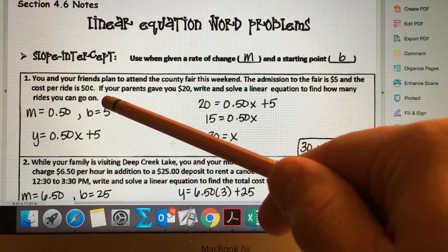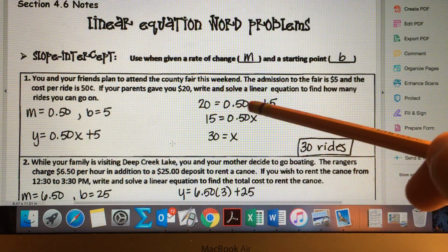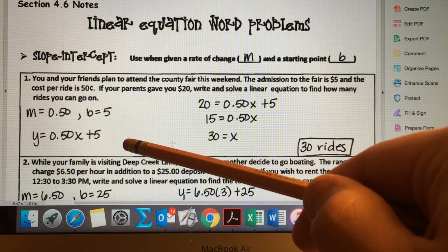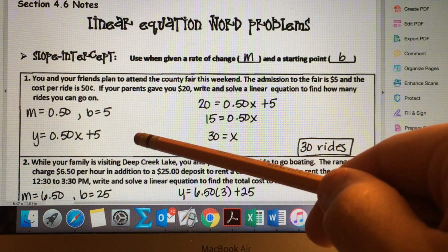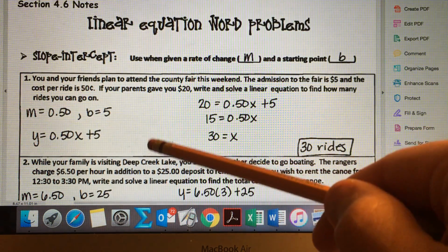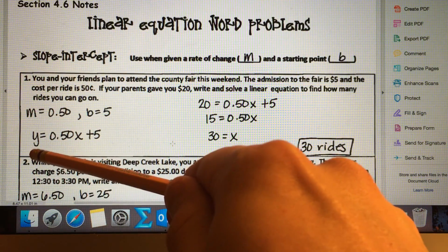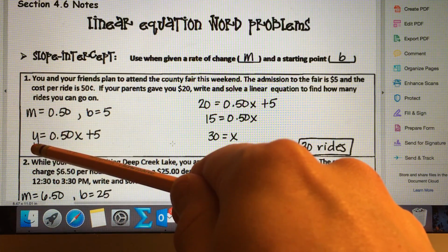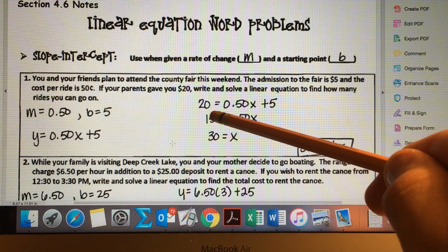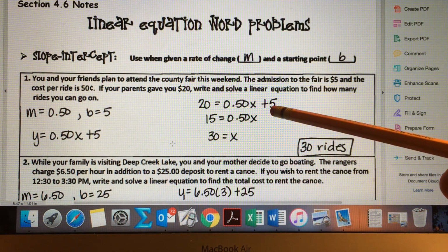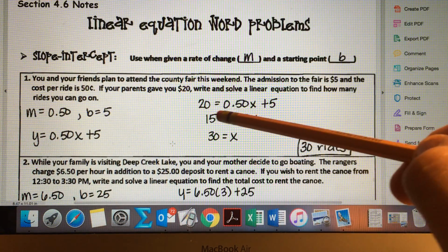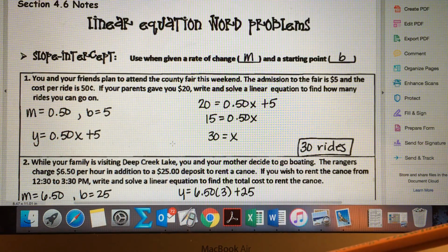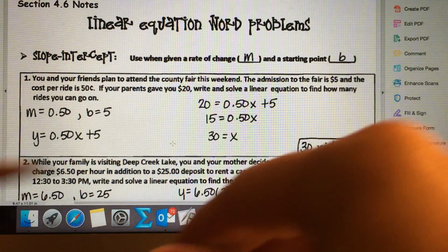So then they give you this information. If your parents give you $20, write and solve a linear equation to find out how many rides you can go on. Okay, well, $20, is that the x or is that the y? If you say that's the y, you're correct, because remember, y represents the amount of money you're going to spend there. So you substitute in 20 for y, which is what they did right here. 20 equals 0.50x plus 5, and then they solve for x, subtracting 5 on both sides, then dividing by 0.50 on both sides to give you x equals 30. So 30 rides. And that is how you use the slope-intercept method.